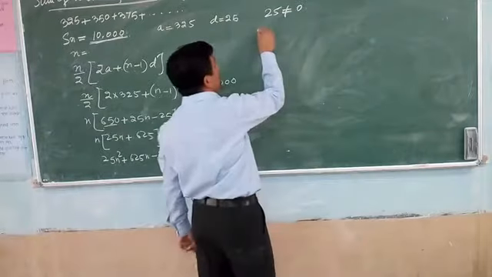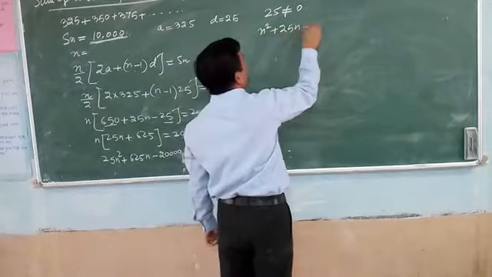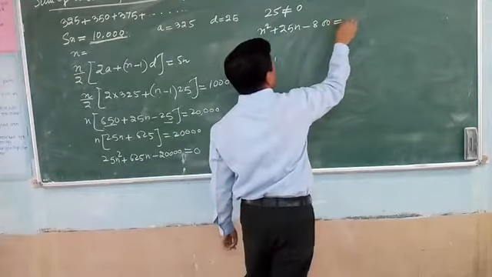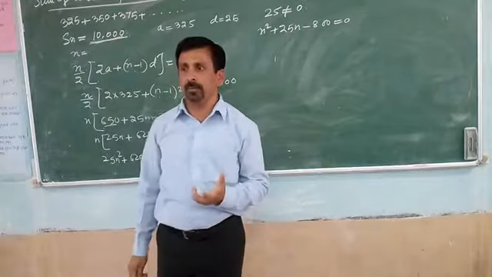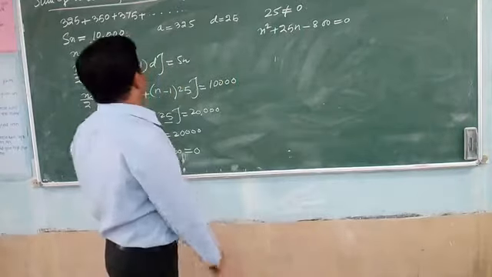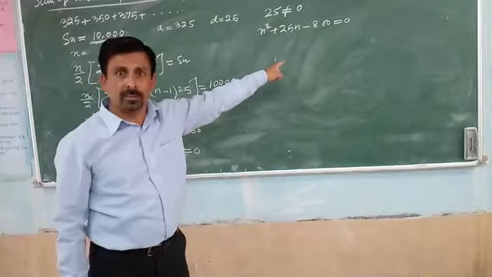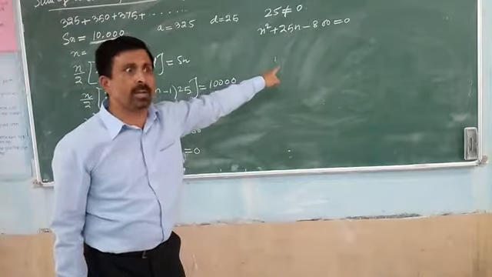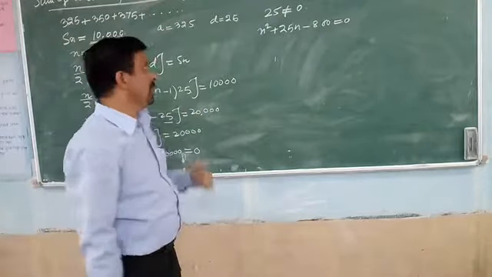And therefore we get the equation as n square plus 25n minus 800 is equal to 0. So this is the quadratic equation. Now we can find the number of terms. We have n here in this equation. We can solve it and then find out the value of n. Am I understood? Yes, sir.